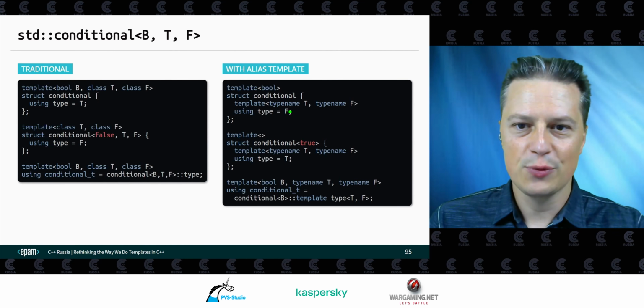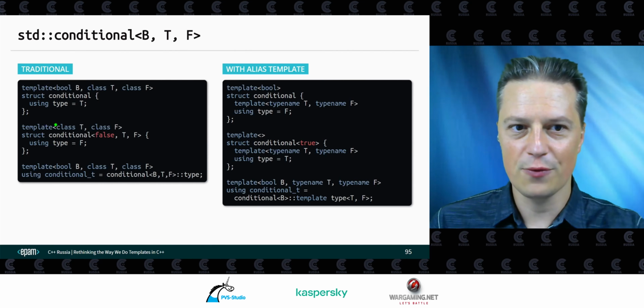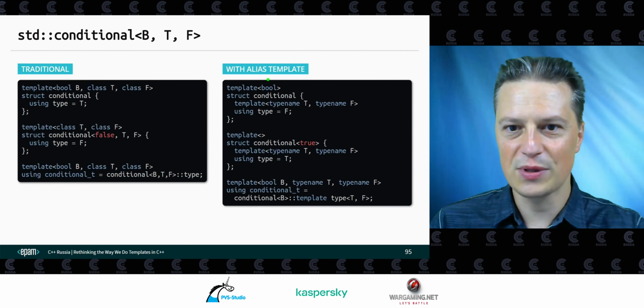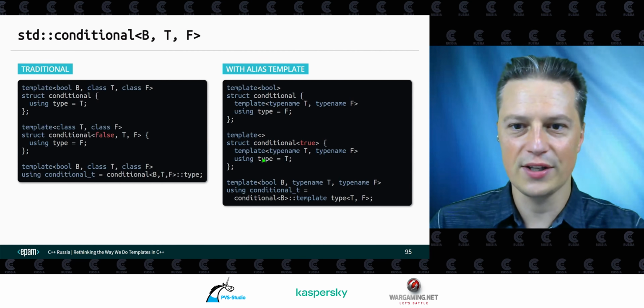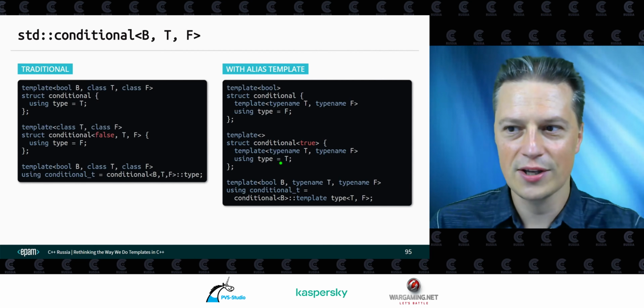With alias templates, you can implement this way. So you're using aliases instead of class template instantiations. This takes only one parameter. So it's instantiated only once for true, once for false, and that's all. There are no more instantiations.